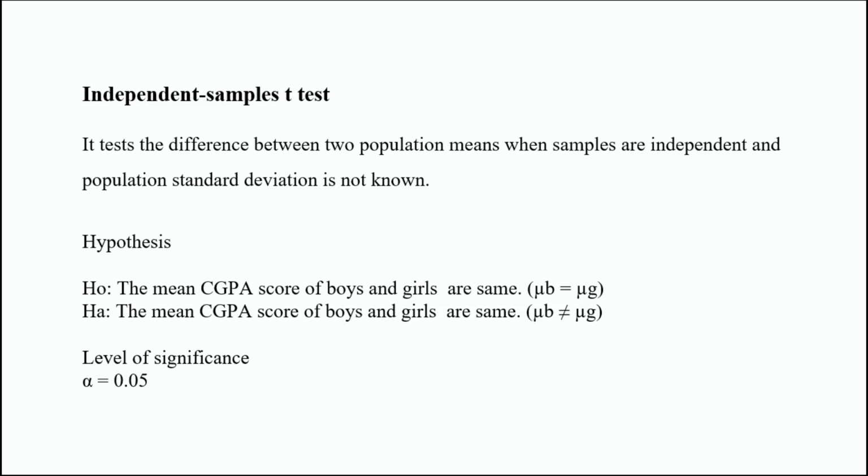We have two different samples drawn from the same population. Whether the outcome of the analysis is the same for both, this is what we analyze through independent sample t-test. It is widely used in tourism and hospitality research. Let us see the example given here. I have taken two different samples, boys and girls, and the population is the same. What I am going to check is whether the CGPA score of the boys and girls are the same or not.